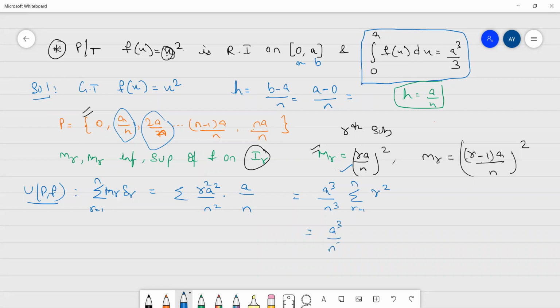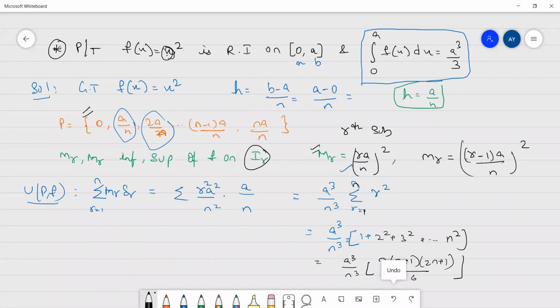a cube by n cube into summation, that is 1 square plus ... r square, r equals 1 to n. So you'll have 1 square plus 2 square plus 3 square plus so on up to n square, because r goes from 1 to n. So what is the sum of squares from 1 to n? This is n into n plus 1 into 2n plus 1 by 6.